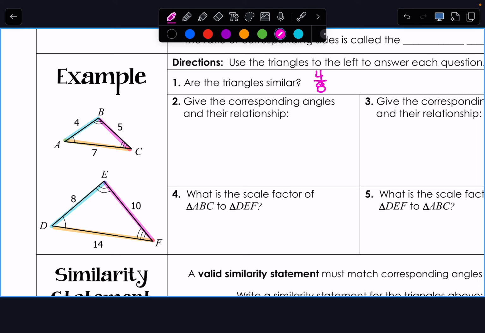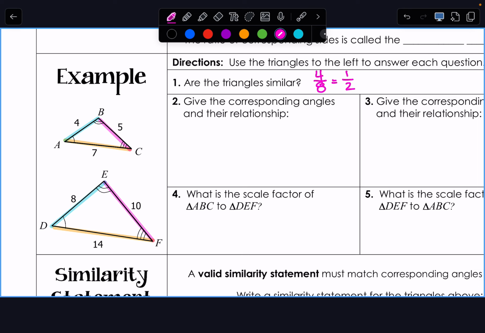Judy, can we reduce that? Yes. To what? We can divide each of them by 4, right? And it's 1/2.